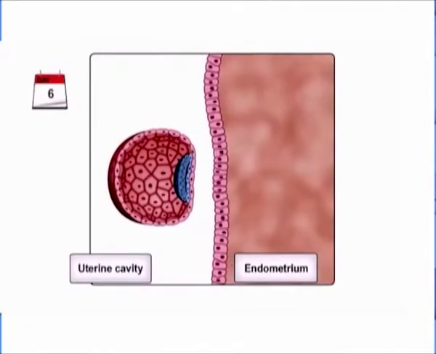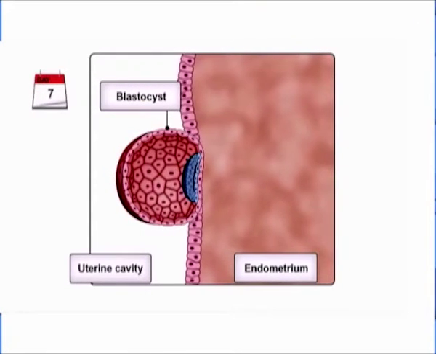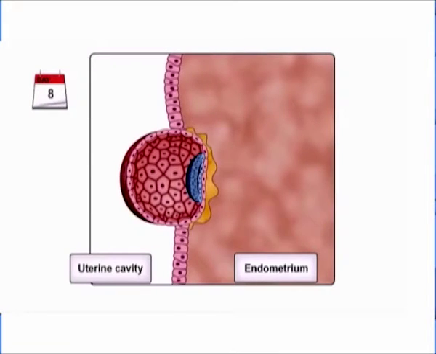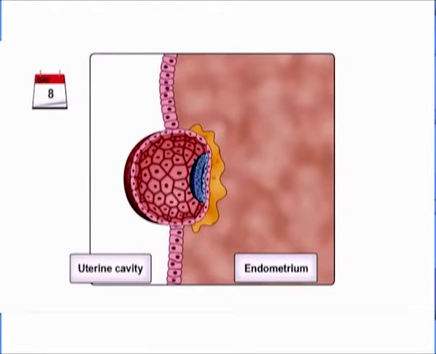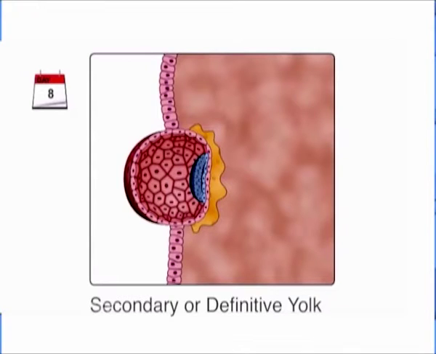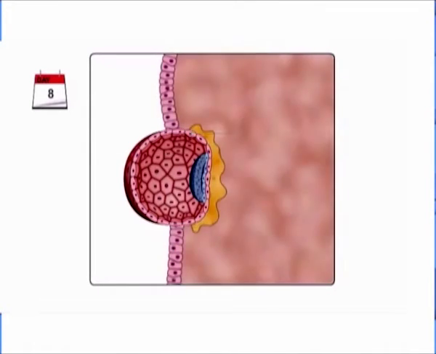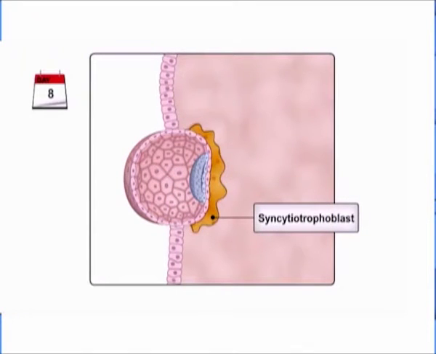At the end of the second week of development, some cells of the trophoblast penetrate and form rounded columns into the syncytiotrophoblast, known as primary villi. At the same time, other migrating cells form a new exocoelomic cavity named the secondary or definitive yolk sac, which is smaller in size than the primitive yolk sac.